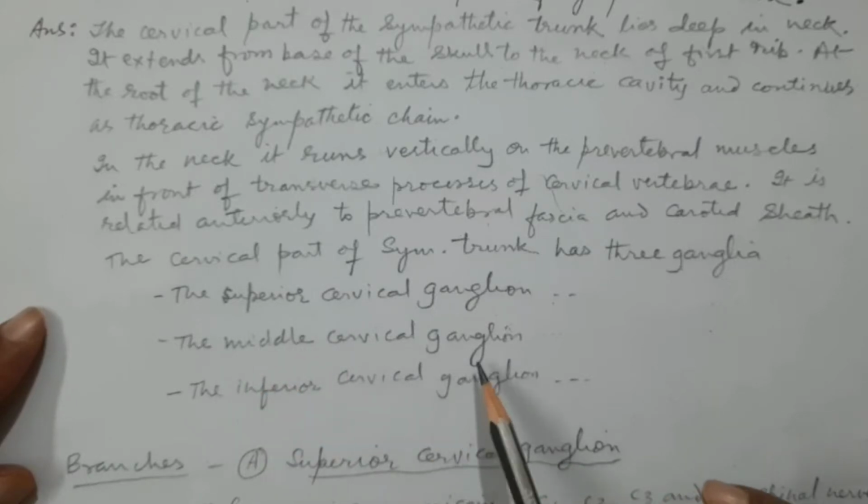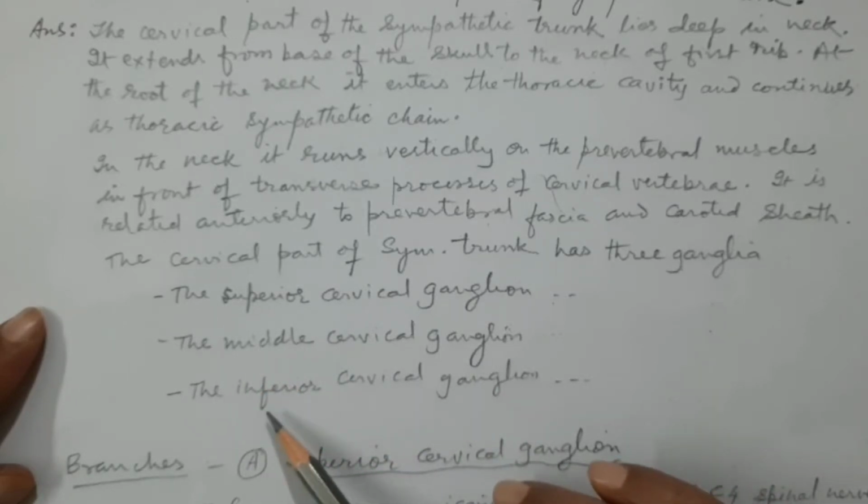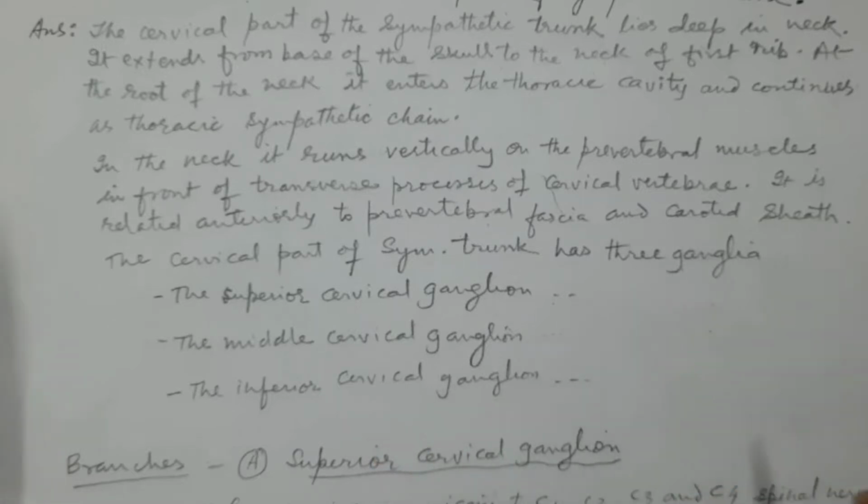Then there is a middle cervical ganglion, and lastly the inferior cervical ganglion. So there are only three ganglia in the cervical part of the sympathetic trunk. But as we go into the thoracic and lumbar part of the sympathetic chain, there is usually one ganglion for each segment of the spinal cord. But here in the cervical region there are only three.